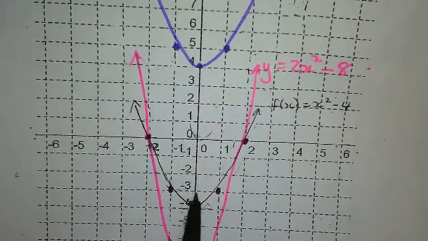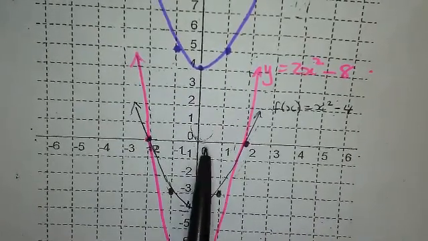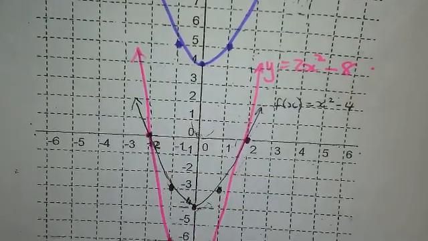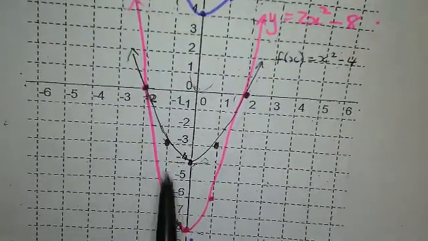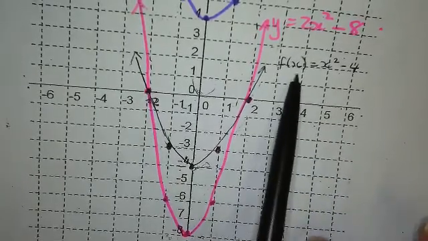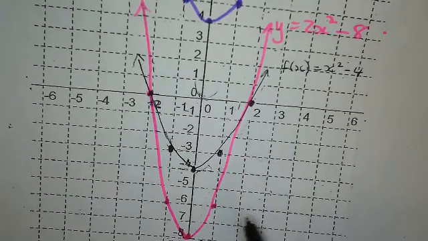If the Q value was -4, what happened to the mother graph? It shifted downwards. If it was -8, it shifted more downwards there. So let's put all this down conclusion-wise.